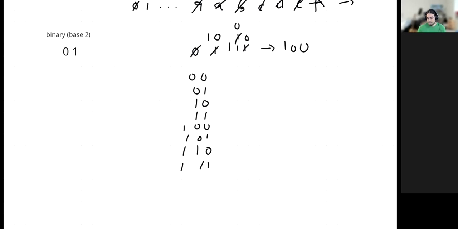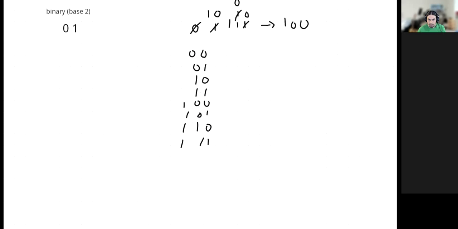And yeah, so let's talk now about how to convert between these bases mathematically. All right, so let's go down here. I'm going to scroll down.